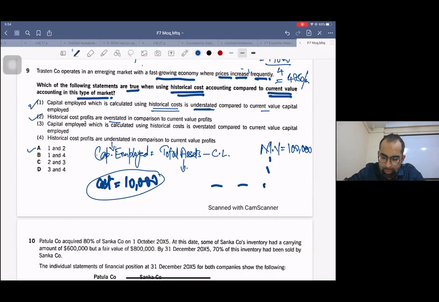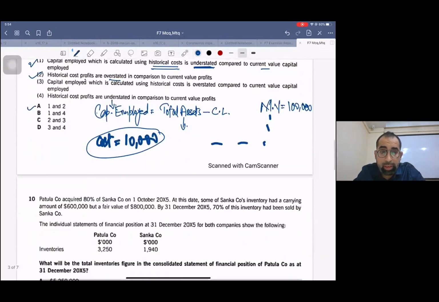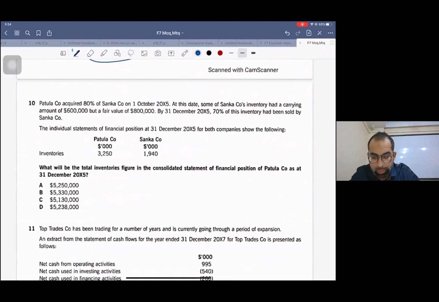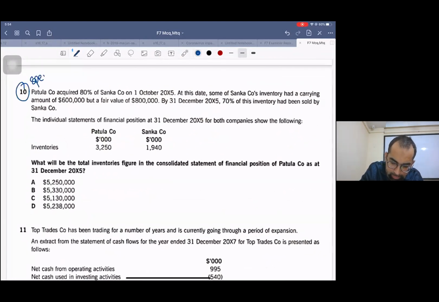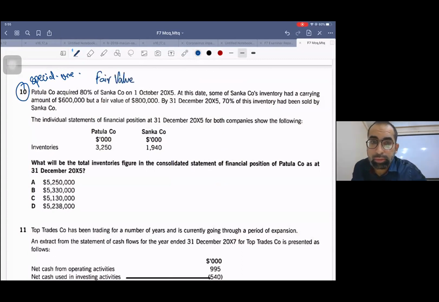Okay. Now the next question is not good, it's very, very good. I love this question. This is a very special question. And you know what this is? This is fair value adjustment of inventory. Fair value. I need to give a detailed lecture for this.